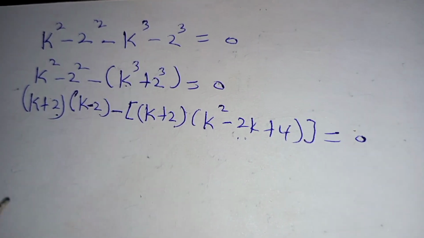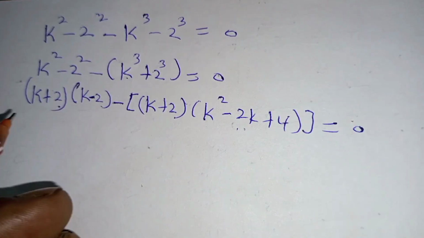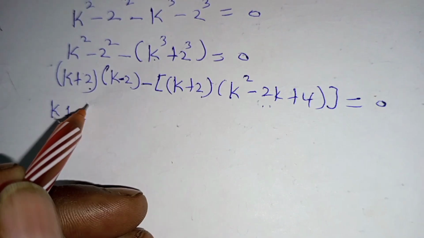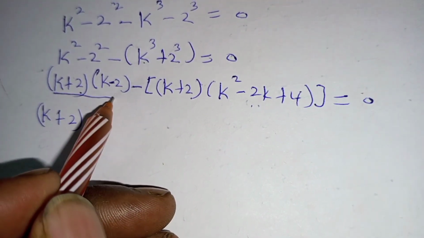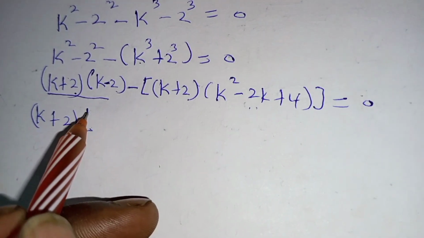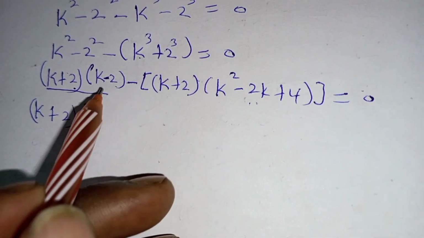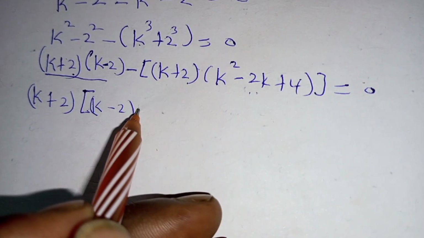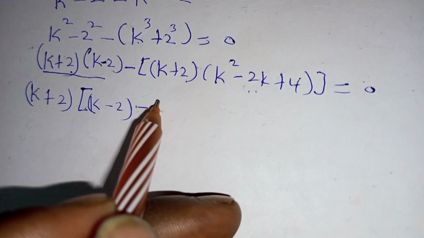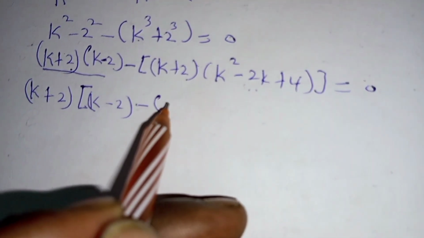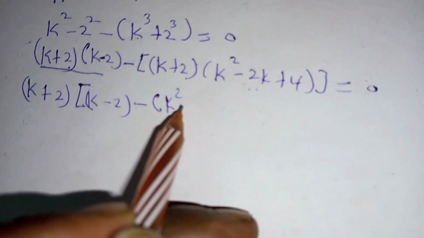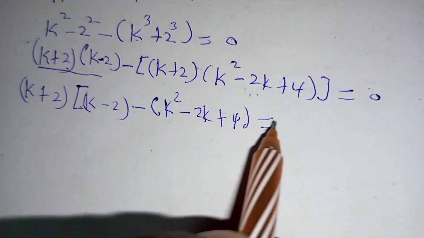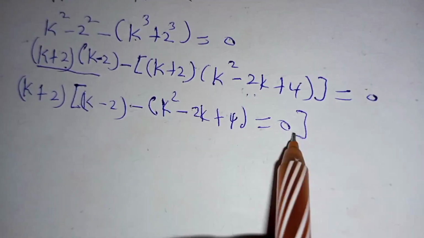So there are two possibilities. We can see k plus 2 is common, so we can factorize it out. k plus 2 is in the first part and in the second part. So factorizing k plus 2, in the first part you shall be left with the k minus 2, and in the last part you shall be left with the minus bracket k squared minus 2k plus 4. This one is equal to 0, and we close the bracket.